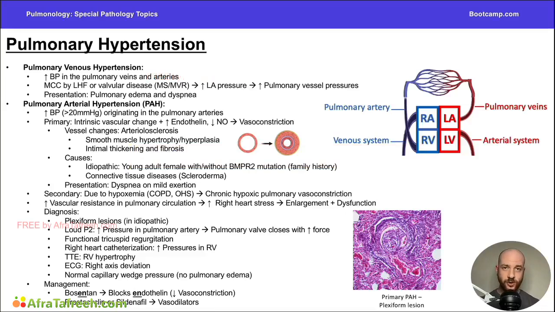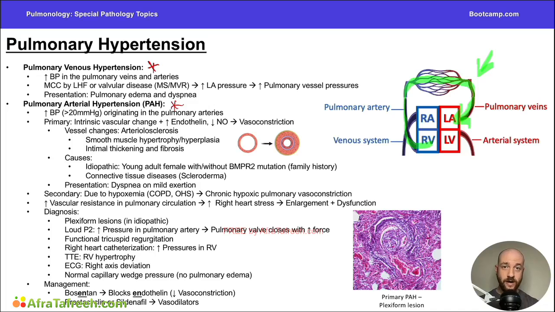So, just as an overview, pulmonary hypertension just refers to high blood pressure in the pulmonary circulation. And depending on where the origin of the high blood pressure is, we can classify it as pulmonary venous hypertension or pulmonary arterial hypertension. So, if we take a look at this diagram over here, we know that blood is pumped from the right ventricle through the pulmonary arteries into the pulmonary capillaries, and then into the pulmonary veins, and then returned to the left side of the heart.